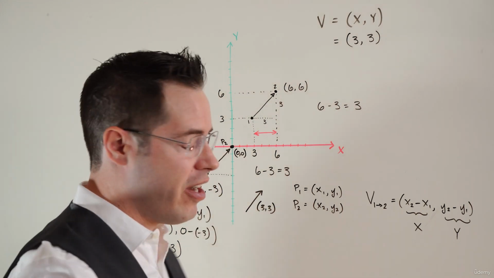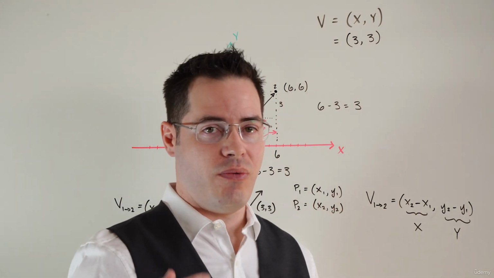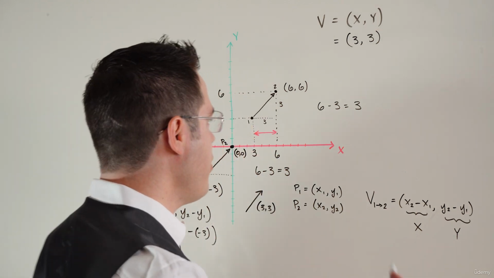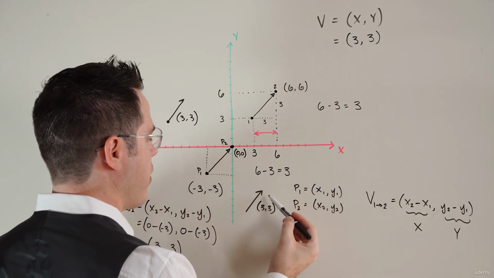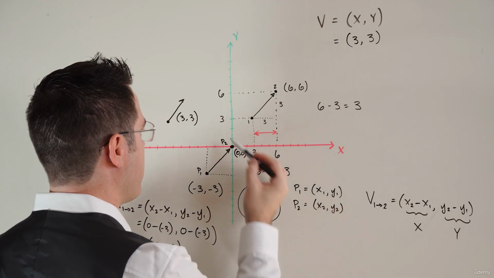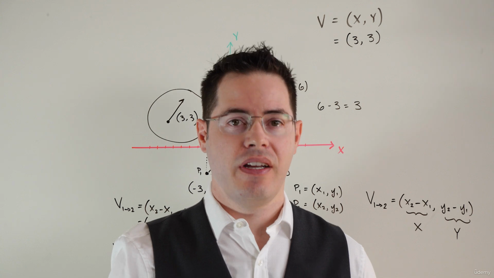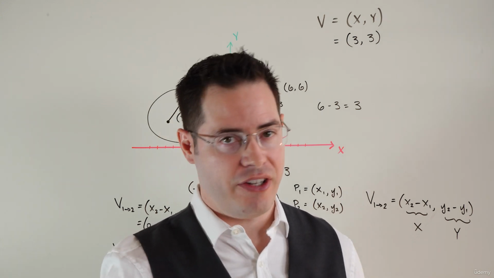So the only characteristics of a vector that make it what it is are its direction and its magnitude. And any two vectors that have the same components have the same direction and the same magnitude. Therefore, they are the same vector.